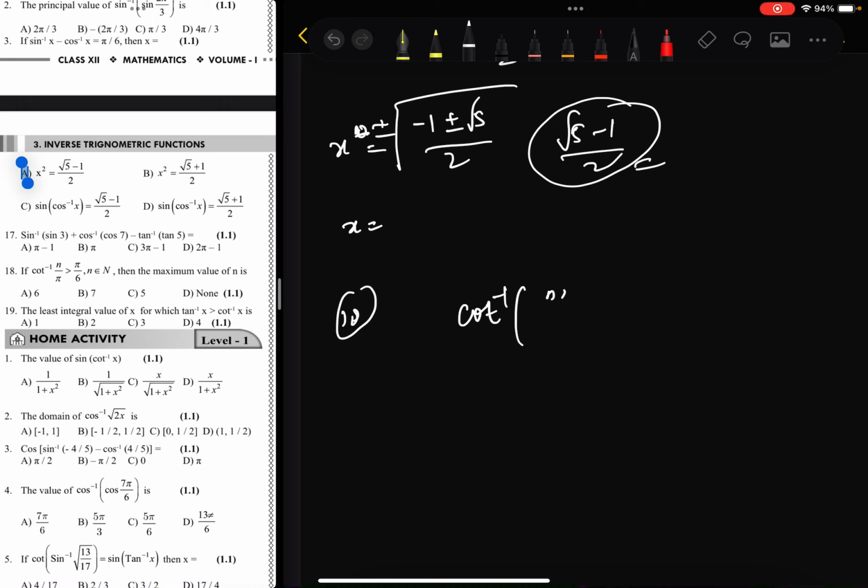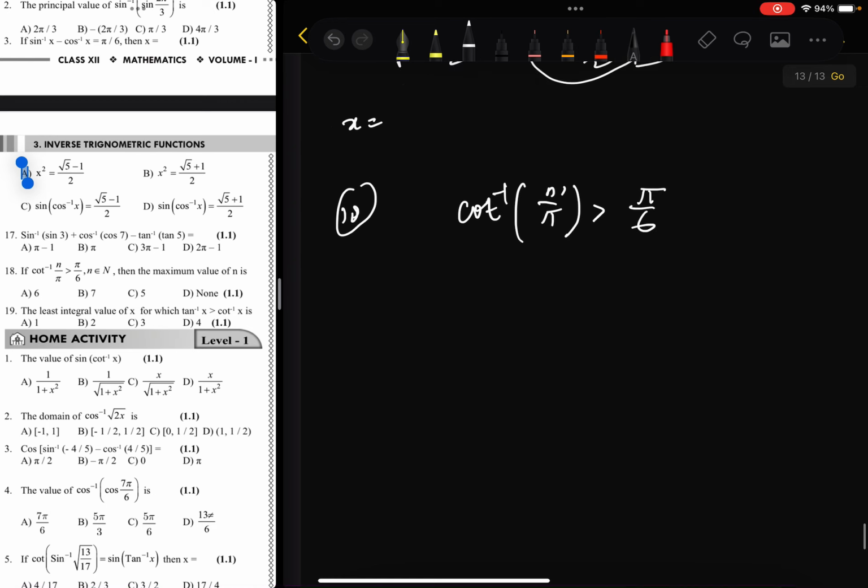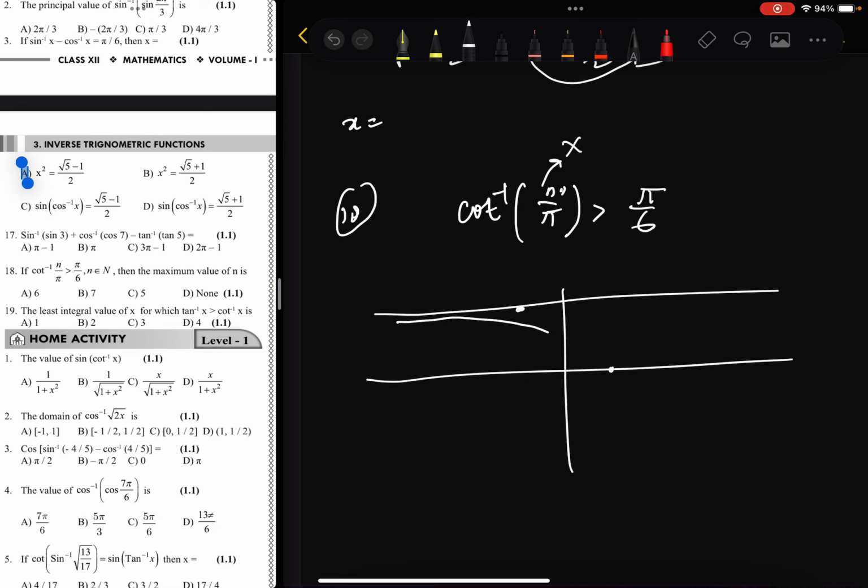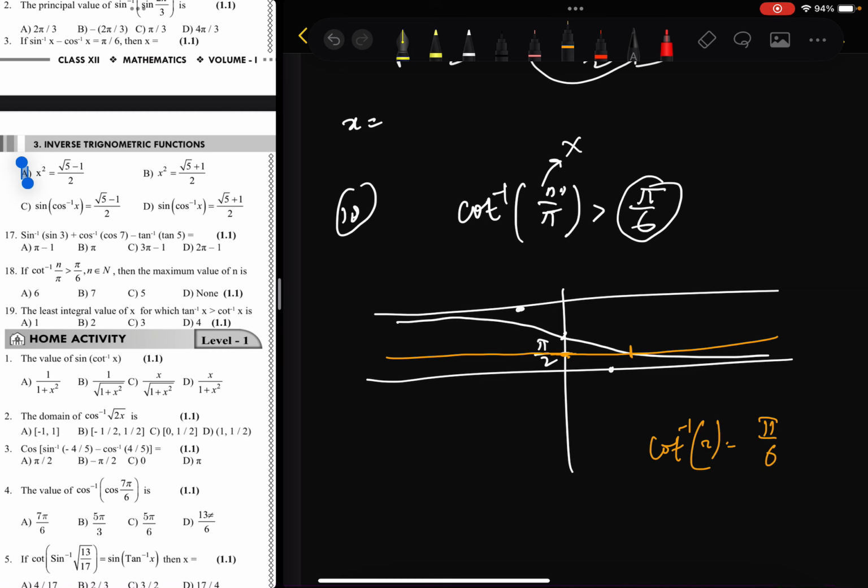Cot inverse n by pi greater than pi by 6, right? So here you can use the graph for this one. This you can consider as x. So what is the graph of this? No, this is cos, and here cot is given. So the graph of cot inverse x is this one. This is pi by 2. Here pi by 6 is given. Suppose here pi by 6 is there. So now draw the vertical line. This is intersecting here when cot inverse x is equal to pi by 6.